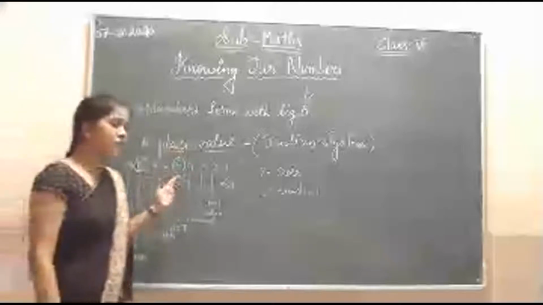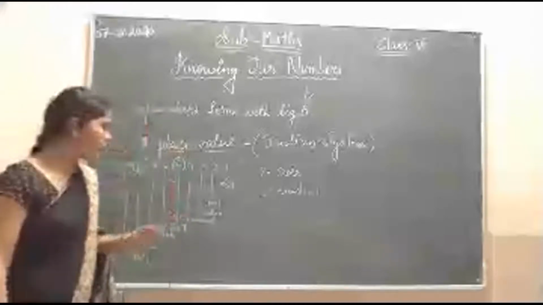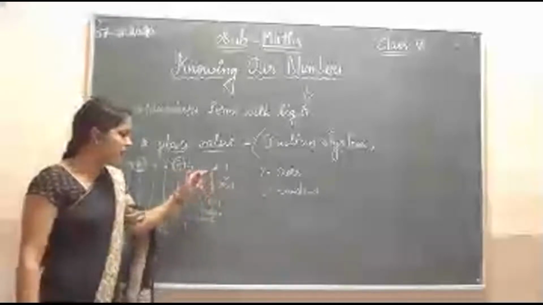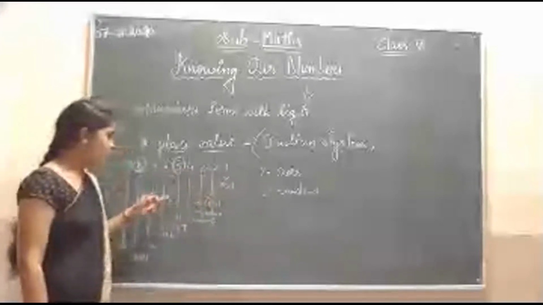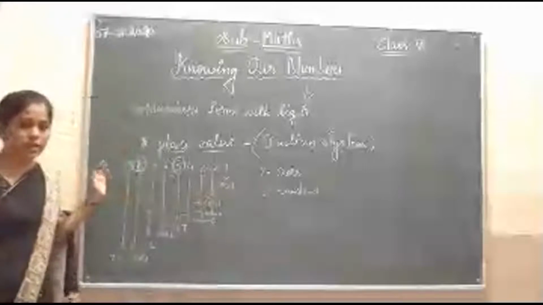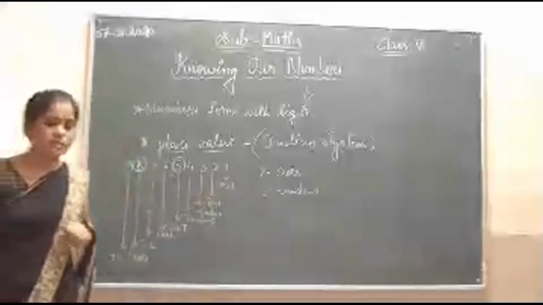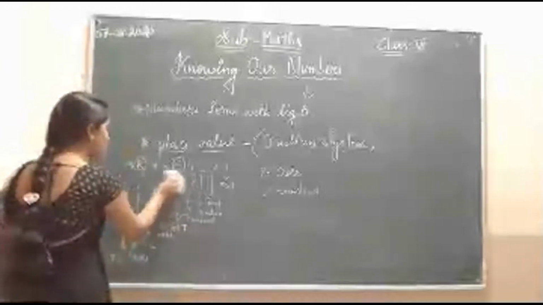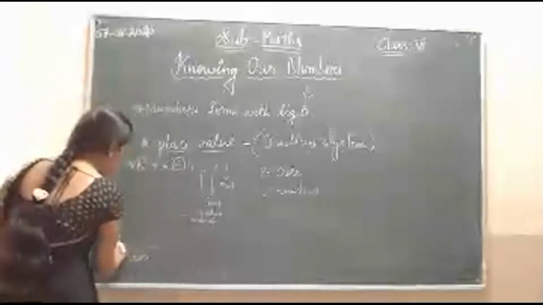Okay, the numbers have some names, some place values. First place, second place, third place, fourth place: ones, tens, hundred, thousand, 10,000, lakh, 10 lakh, crore, 10 crore. This is the Indian system. Now we will see the international system. The place values of this number we will see in the international system.